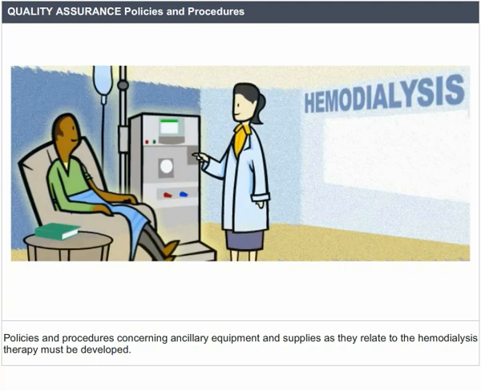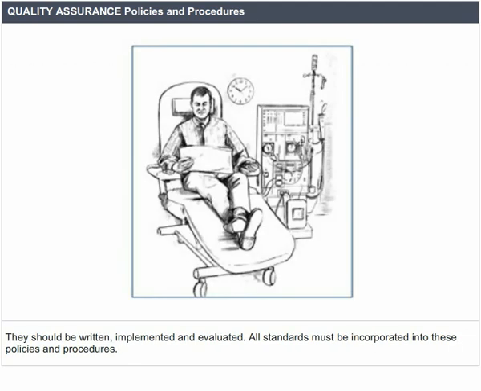Quality assurance policies and procedures. Policies and procedures concerning ancillary equipment and supplies as they relate to the hemodialysis therapy must be developed. They should be written, implemented, and evaluated. All standards must be incorporated into these policies and procedures.